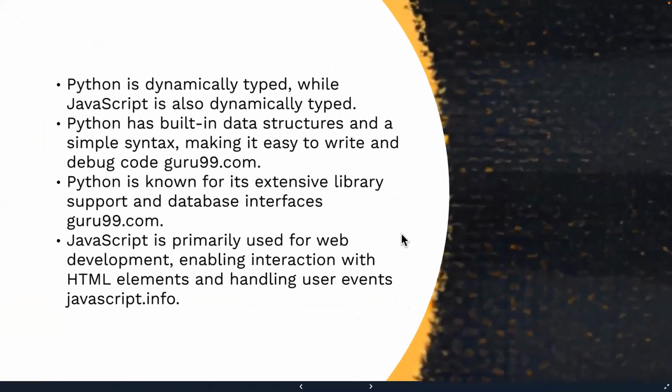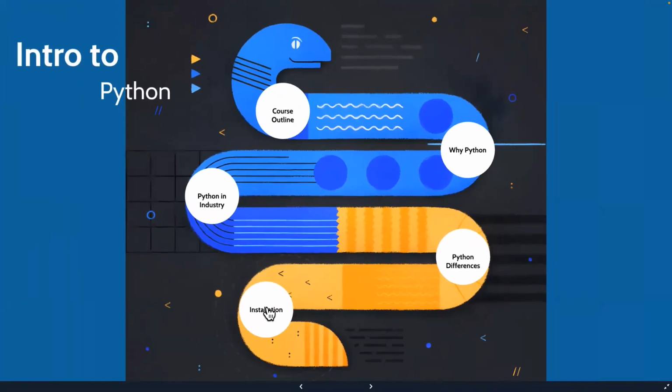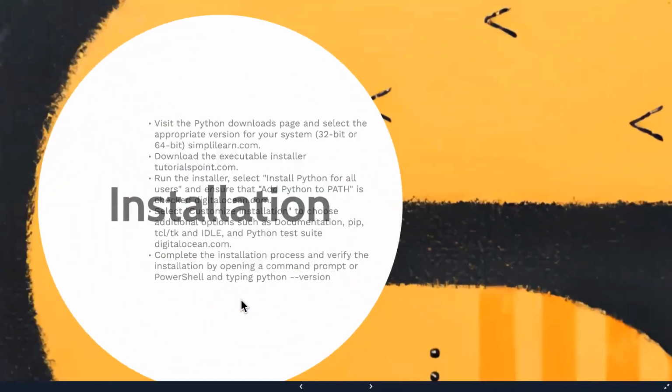Now, differences in Python. Python is dynamically typed, while JavaScript is also dynamically typed, okay? Python has a built-in data structure, some simple syntax, making it easy to write and debug. Python is known for its extensive library, just like JavaScript has a library, and JavaScript is primarily used for web development, enabling interaction with HTML elements, okay? So Python is used for backend, and JavaScript is used primarily for the web, for front end.